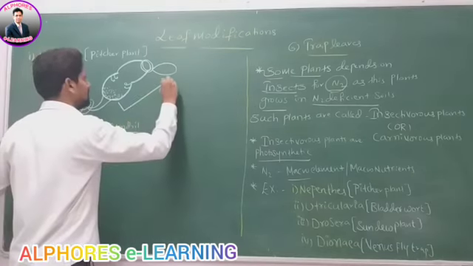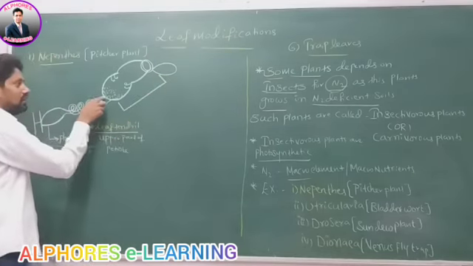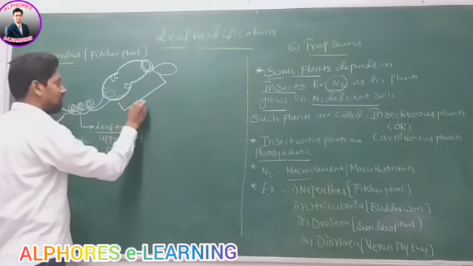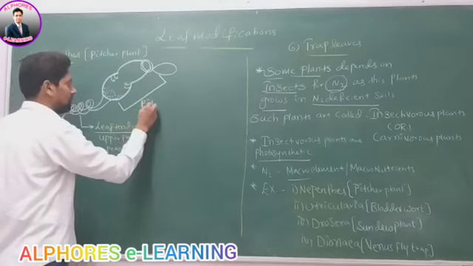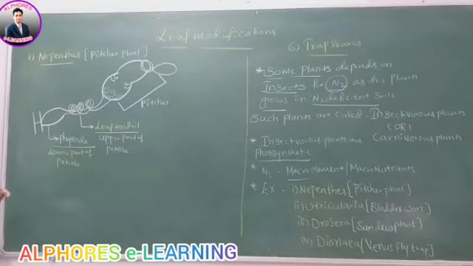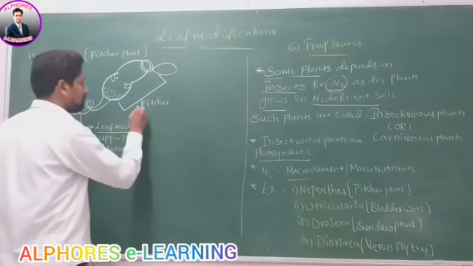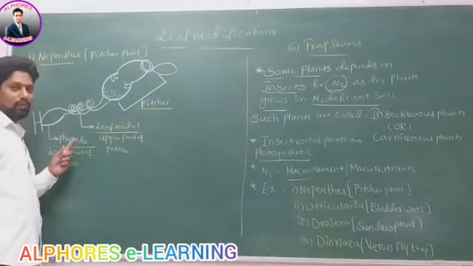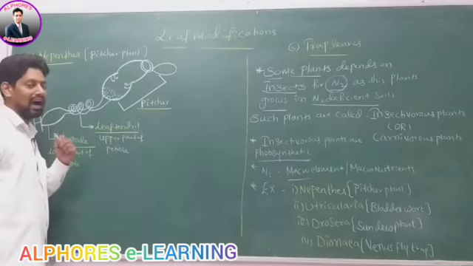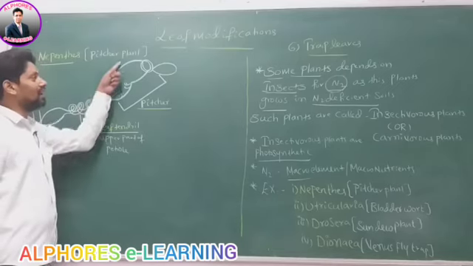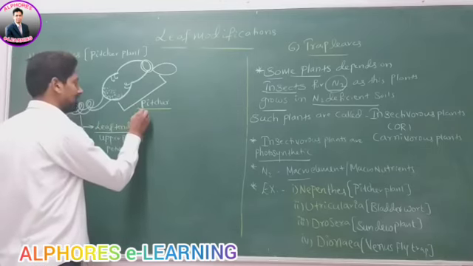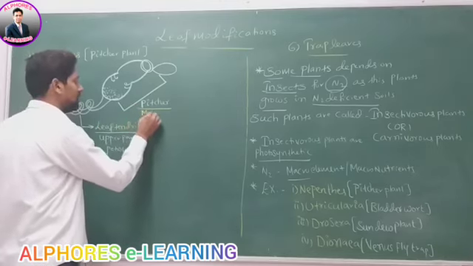Then what is this one? From here up to here, this is called a pitcher. These labelings are very, very important. Should be careful. How is this pitcher formed? It is nothing but a modification of a leaf lamina. It means when the leaf lamina is modified, it develops into a pitcher. Therefore, pitcher means nothing but what?